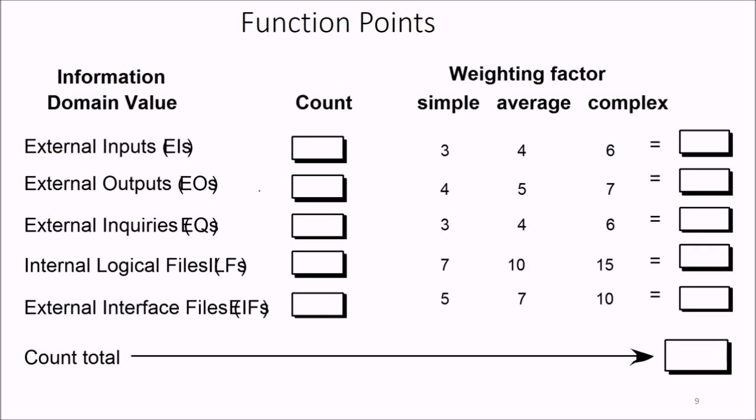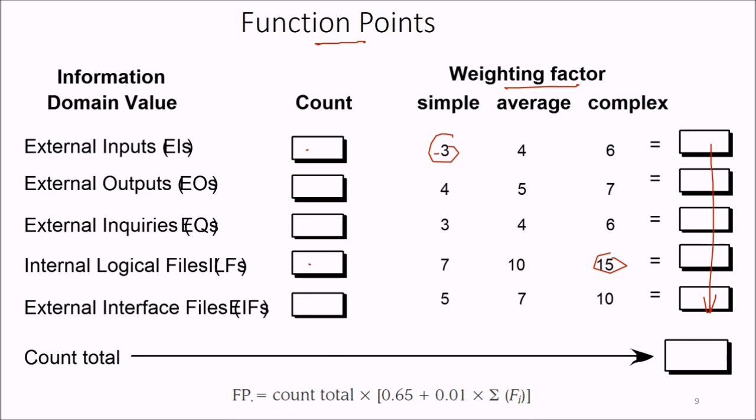If you want to compute the function points, for each information domain value we assign a number: how many external inputs there are, how many interface files there are. Then we multiply them with the weighting factor. If the external input in our case is simple, multiply this value with the simple weight. If my internal logical files are very important and very complex, I'll multiply this value with 15 and get the result. Then I'll add all these up.